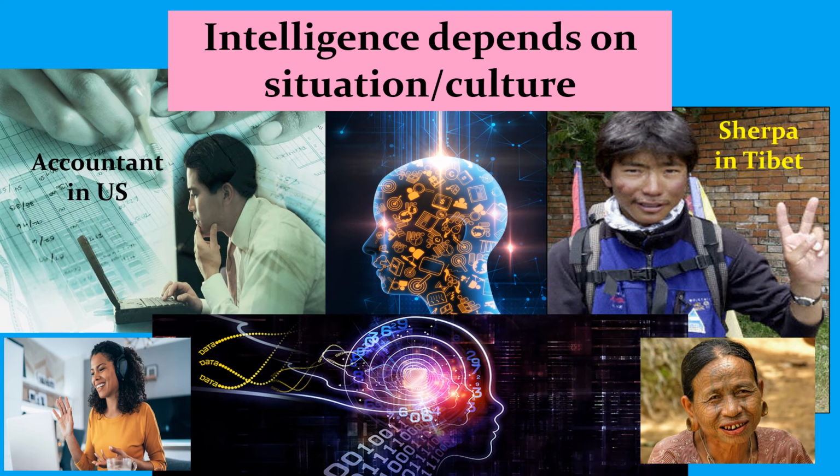For example, on the left, suppose we have an accountant in the United States who has to have certain skills with using numbers and keyboards and so on. And then on the right, we have the Sherpa in Tibet who takes people up the mountains, and he has to have completely different skills to be intelligent. He has to know how to make a peace sign and have good relationships with people, and he has to know what to do if there's an avalanche and so on. So intelligence kind of depends upon the situation you're in or the culture that you're in.